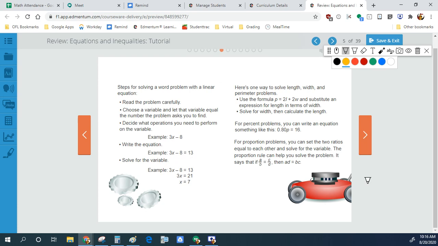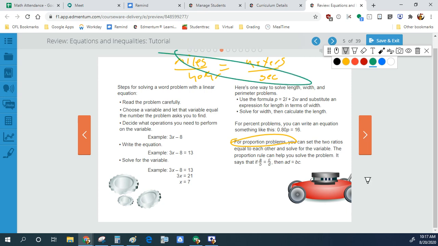Another trick, proportion problems. This is like when you have something like miles per hour is equal to, let's say, meters per second. It's basically a fraction equal to a fraction. From now on, guys, every time you see a fraction equal to a fraction, cross multiply. Anytime you see a fraction equal to a fraction, that's when you cross multiply.